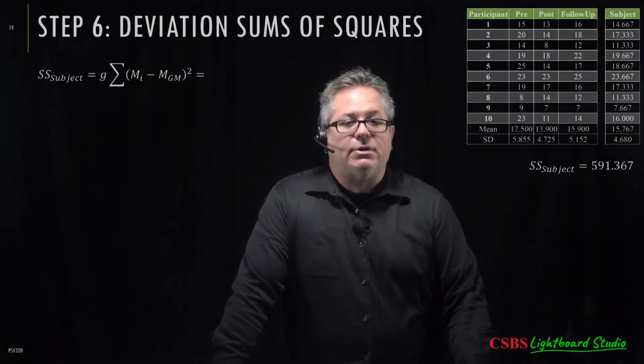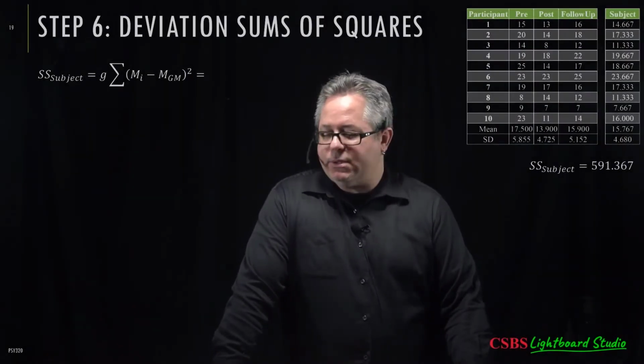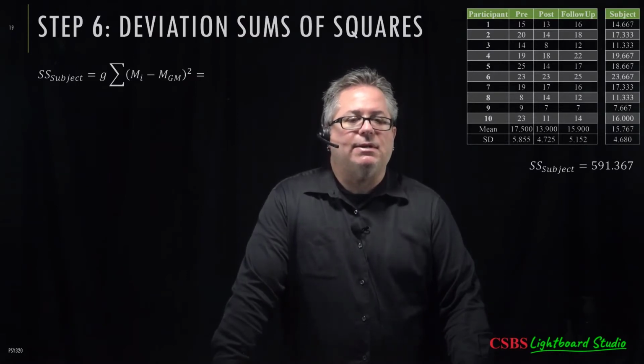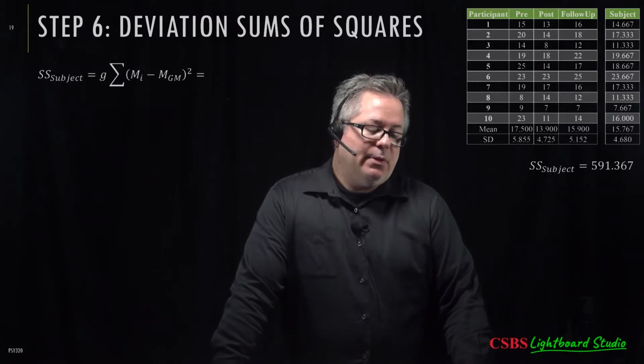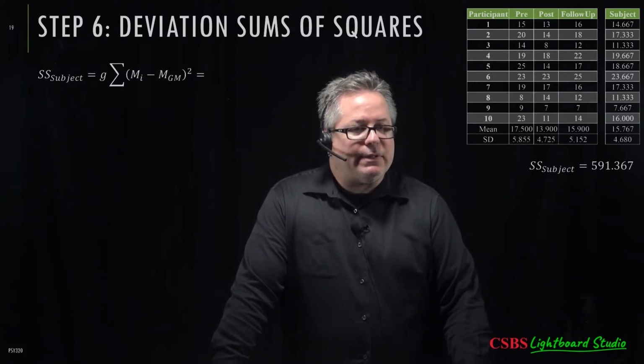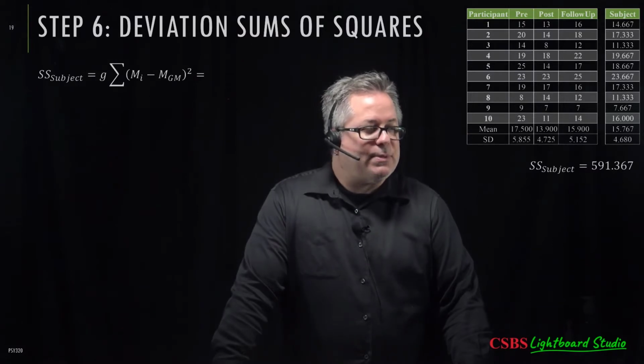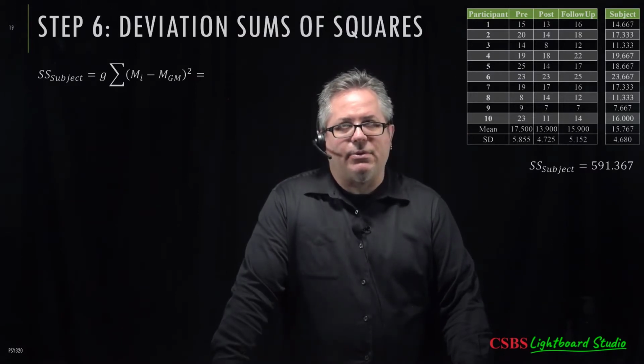All right, let's figure out the sum of squares for subject. So this one's sort of in between. It's not as easy as the between groups, but it's not as bad as the within groups or total either, because we have to do one per subject. So instead of doing it 30 times, we're going to do it 10 times.